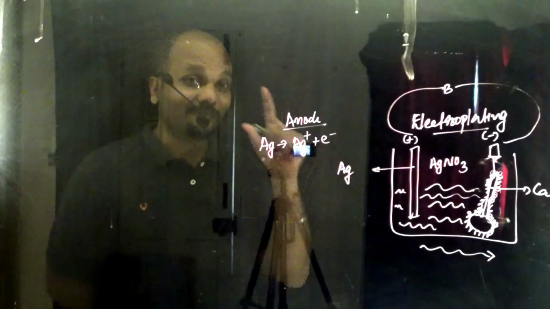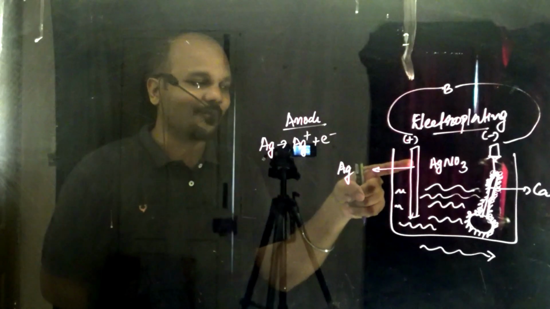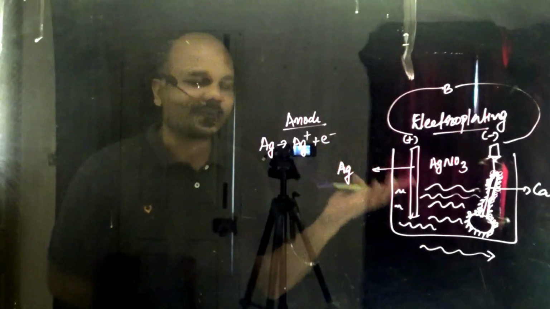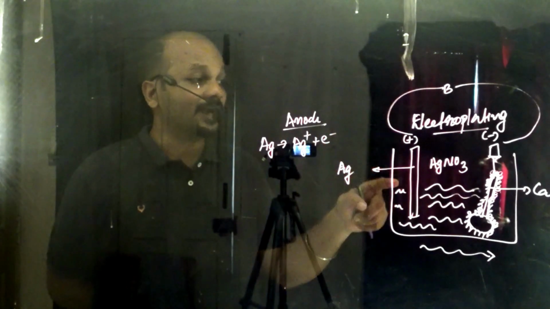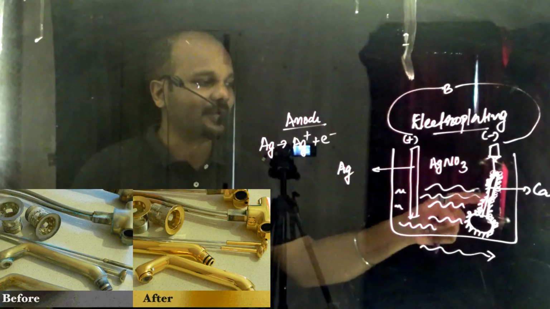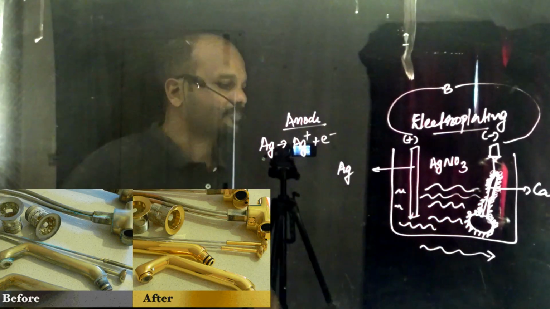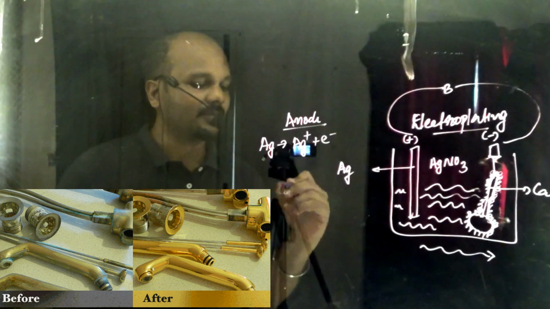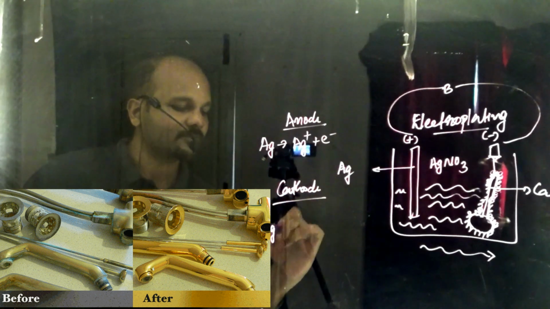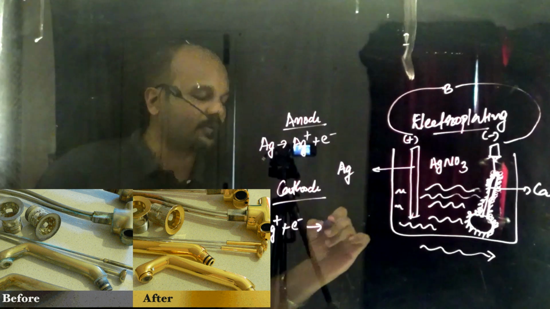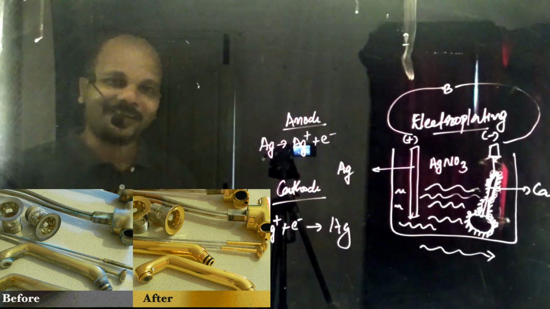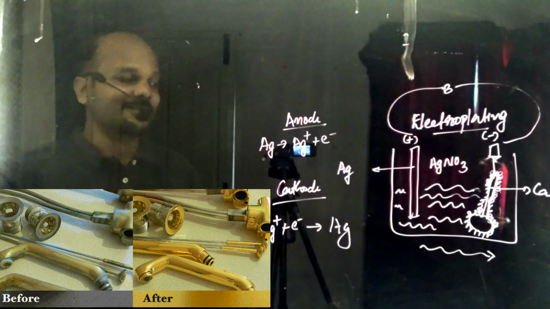Whatever metal we want to coat, we will keep in the anode. So instead of silver, you can keep tin, gold or copper. What we want to coat, we will keep in the cathode. Because in the cathode, reduction is happening. So Ag plus accepts an electron and becomes Ag. This reaction is going to happen there, right? So this is the reality.